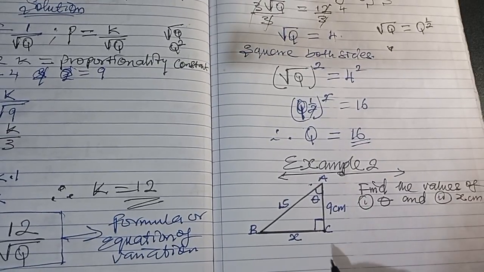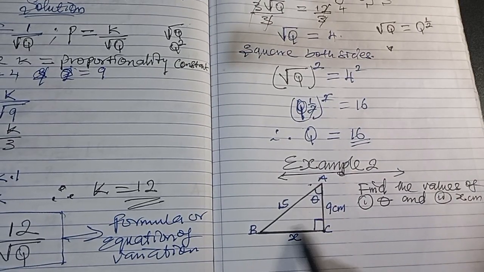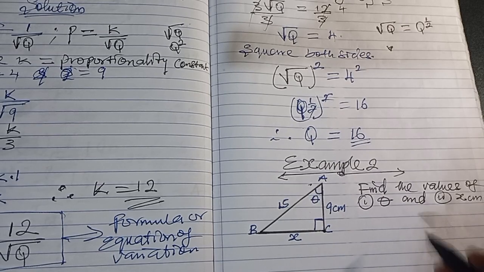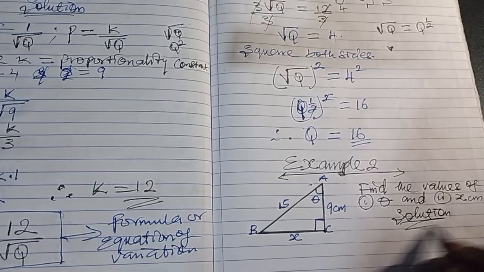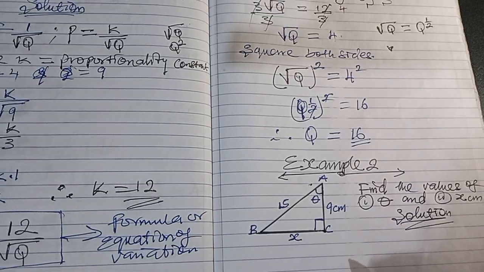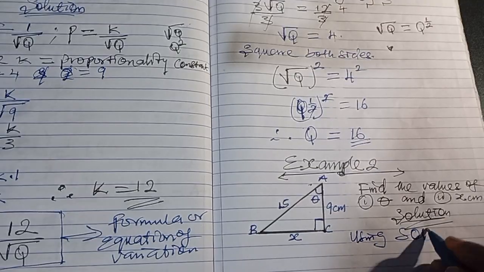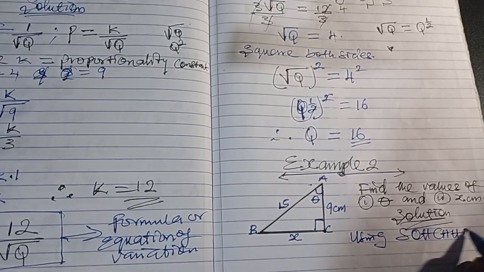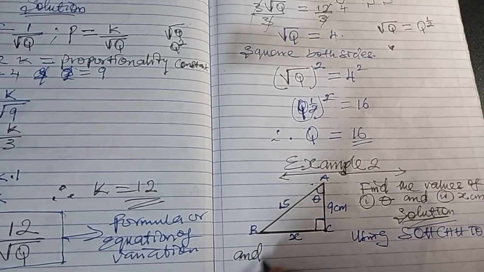Alright, this is example 2. Let's see how we can find the values of x and theta if this is a right angle triangle. Solution. Okay, now using SOHCAHTOA and the Pythagoras Theorem.